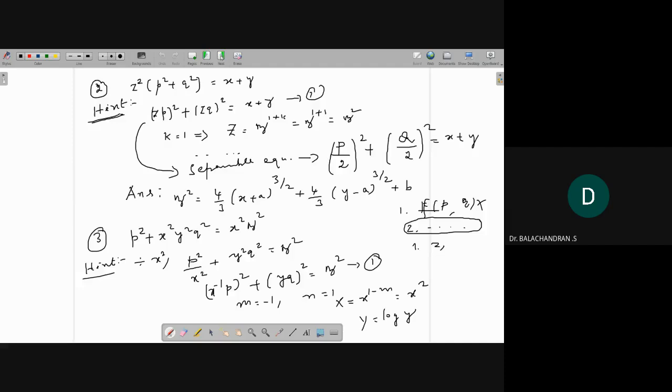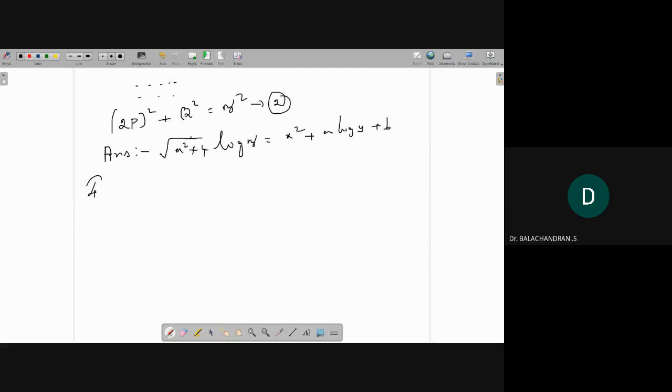Problem number 4. Here you should try this problem: x power 4 p square minus y z cube minus z square equal to 0. I think for this problem there is no need of a hint. You should try this problem. Just give the answer. You can solve it again. Okay, you need a hint for this problem.